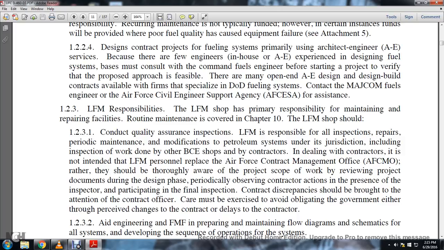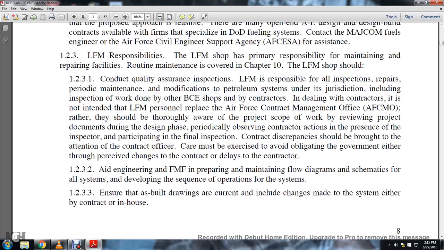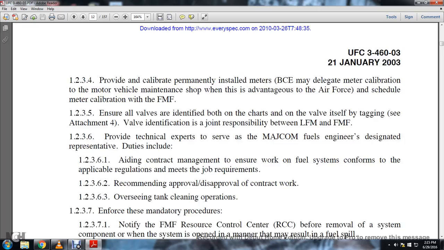Care must be exercised to avoid obligating either the government or the contractor through perceived changes in contract delays. 1232: Aid in the engineering of the fuel management flight in preparing and maintaining flow diagram schematics for all systems, and developing the sequence of operation for the system. 1233: Ensure that all as-built drawings are current, including the changes made to the system either by contract or in-house.